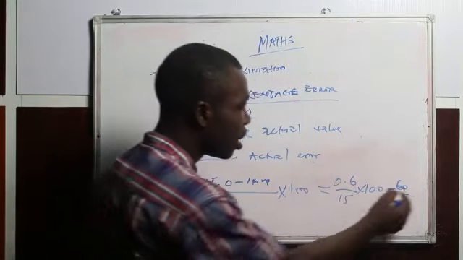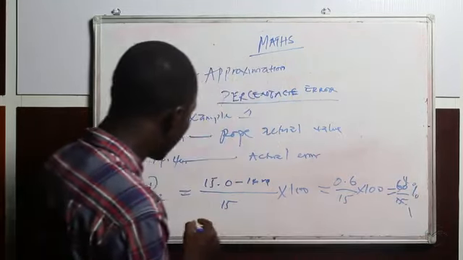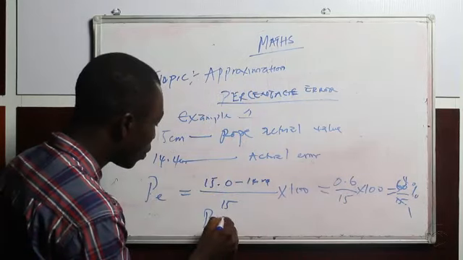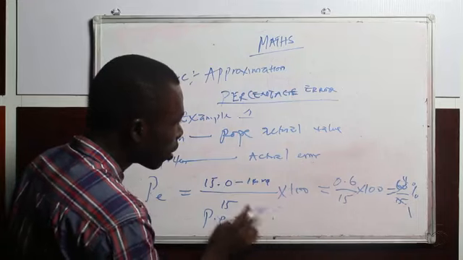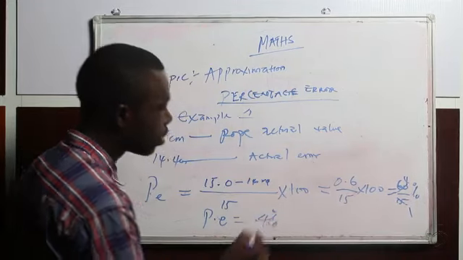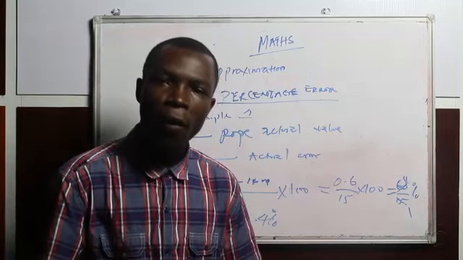In percentage, 15 times 4 is 60. So the percentage error is equal to 4%. That is 60 over 15, which is 4%.